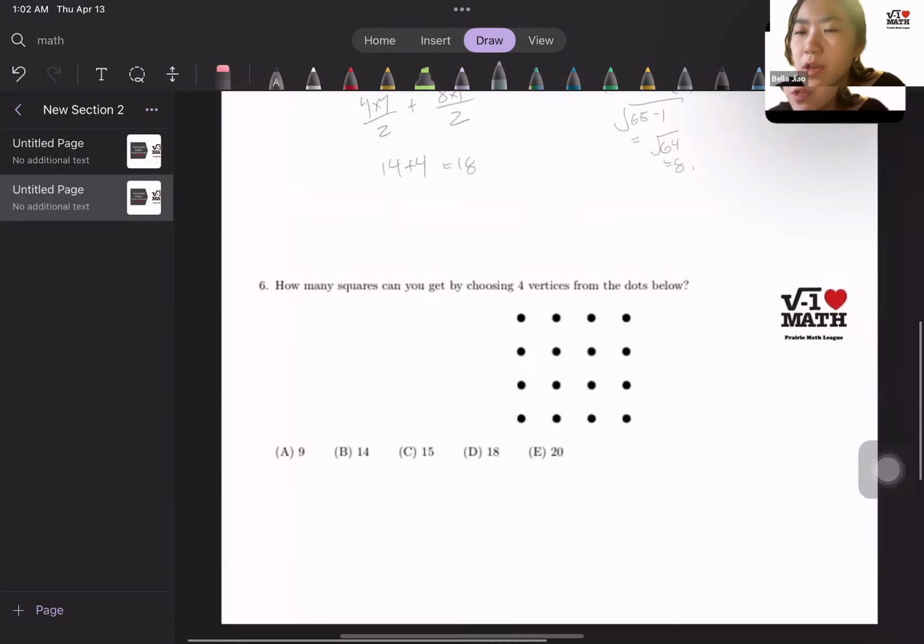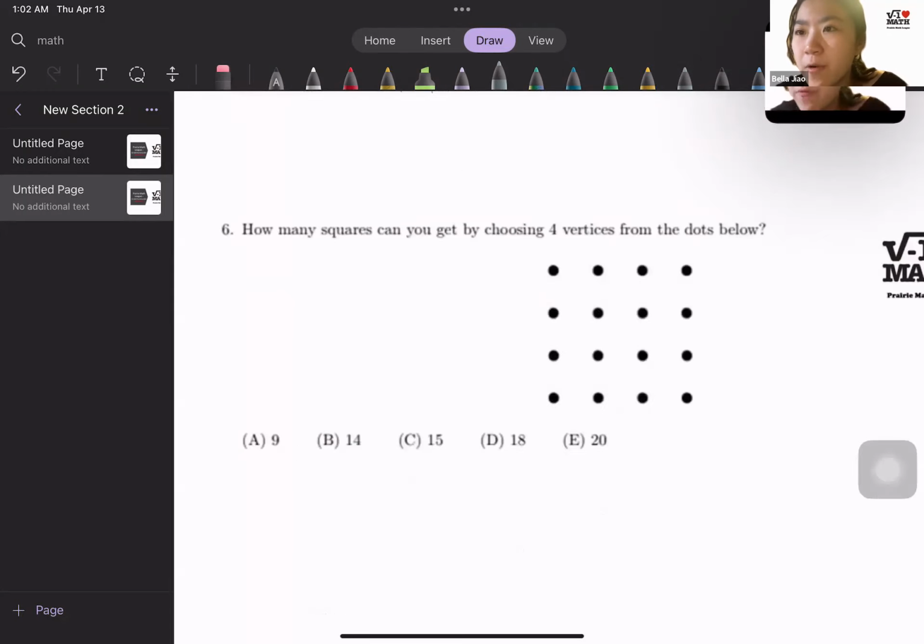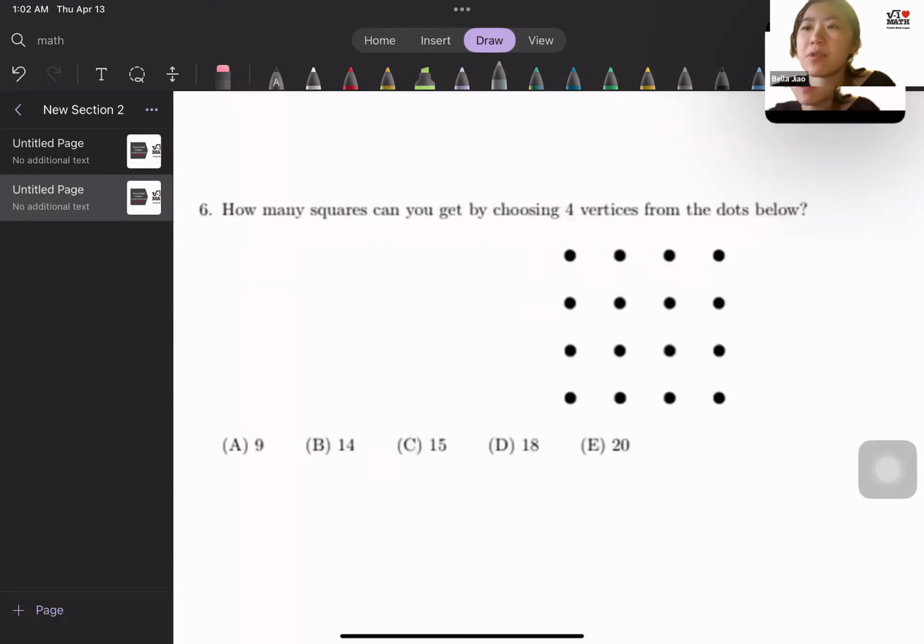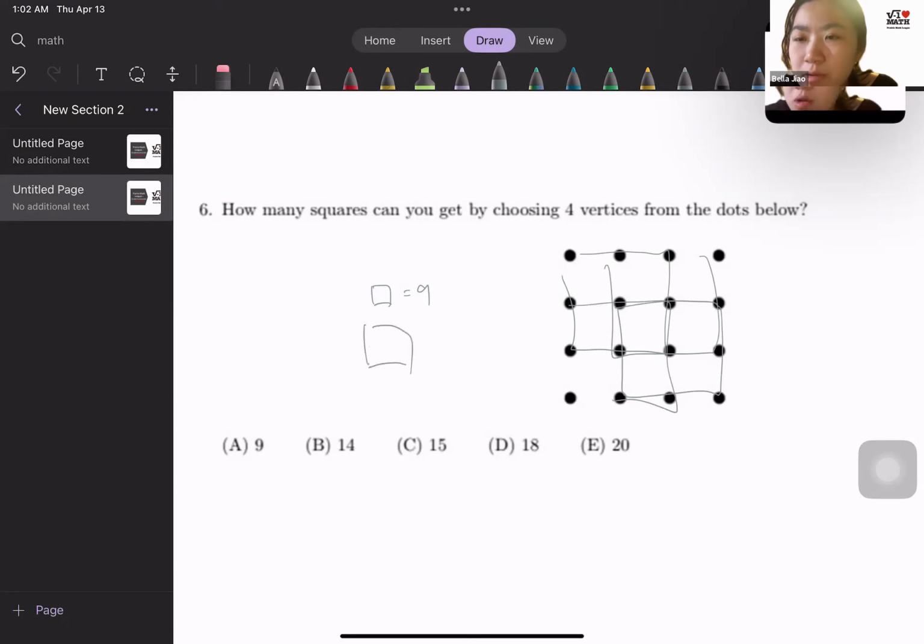Next question then. How many squares can you get by choosing 4 vertices from the dots below? For this question, because there's not a lot of dots, you could probably just count the squares. There are 9 small 1 by 1 squares. If you count, 1, 2, 3, 4, there are 4 2 by 2 squares. And if you count 3 by 3 squares, there's only 1.